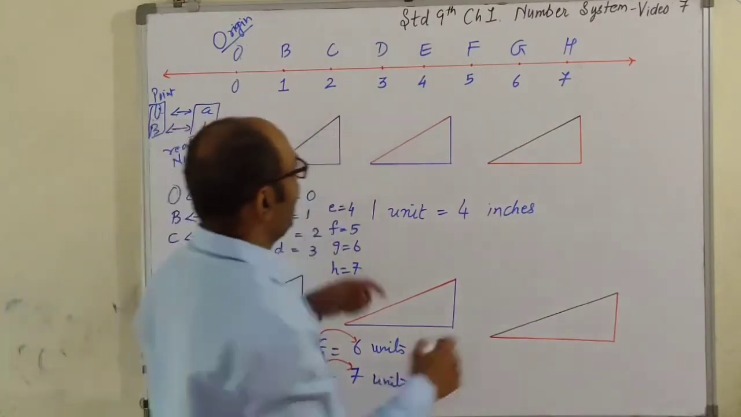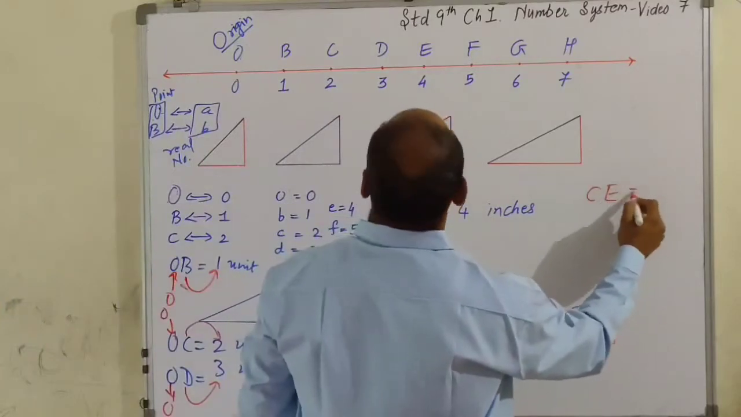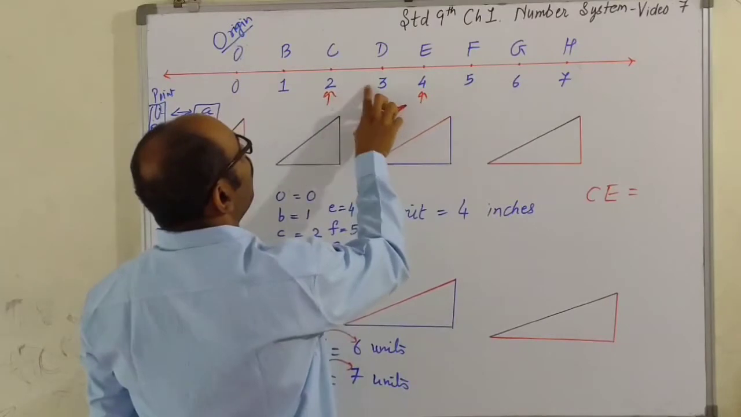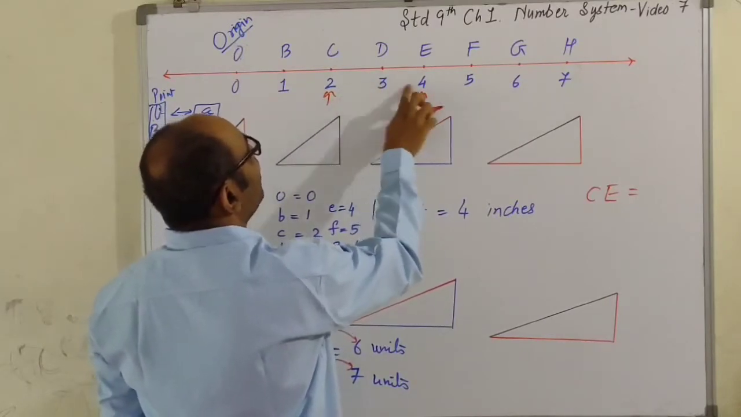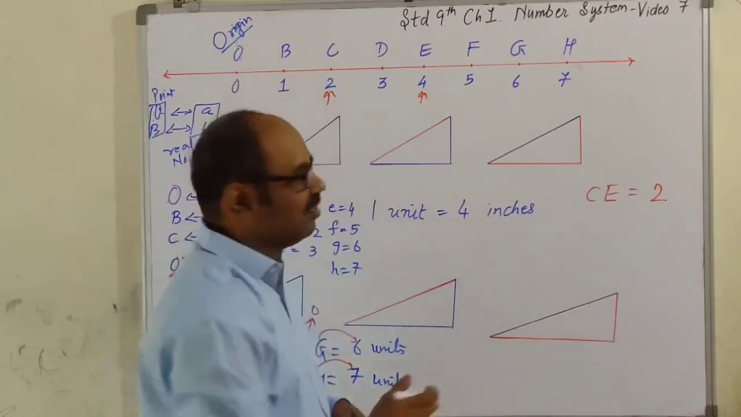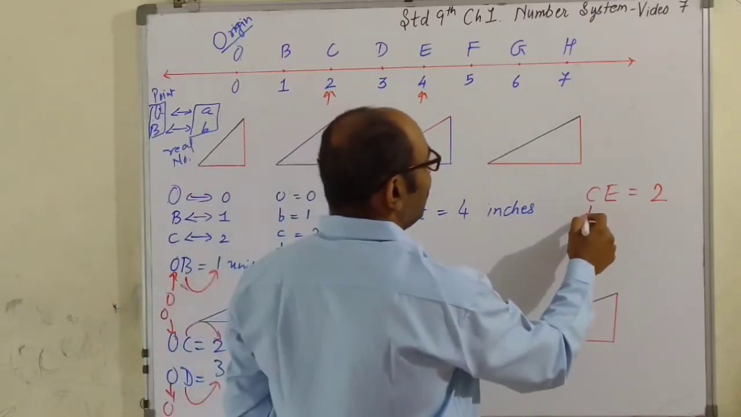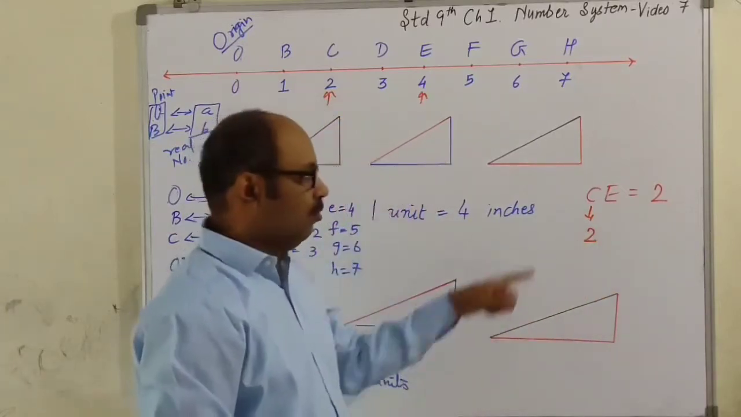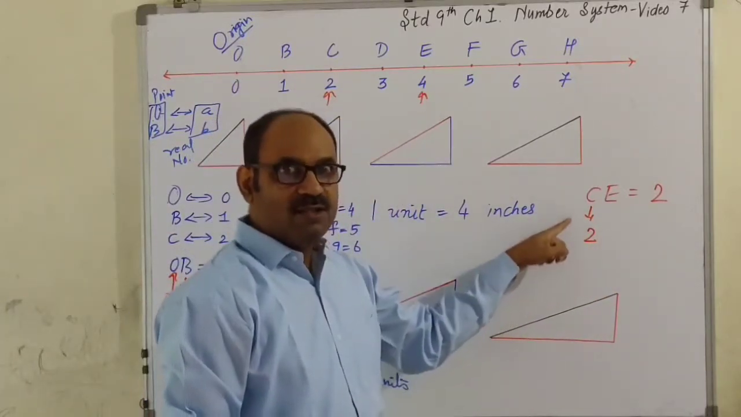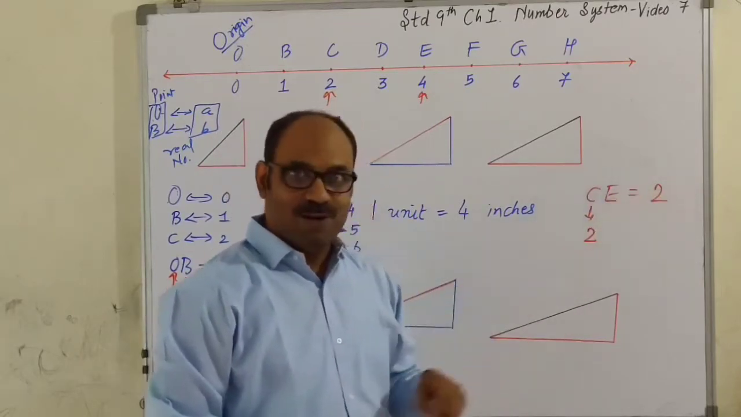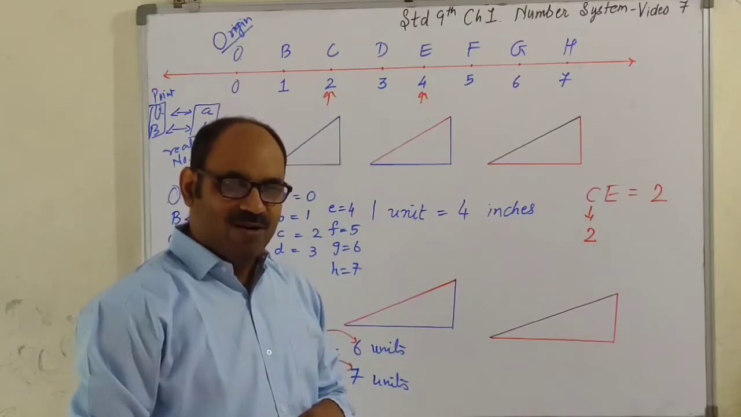Children, look, something else. CE, C is here, E is here. What is the distance between CE? 2 units. Tell me, what corresponds to C? 2. Now the 0 doesn't correspond to C, so C is not origin. So you cannot say directly 2 corresponds to E. But you can find out.